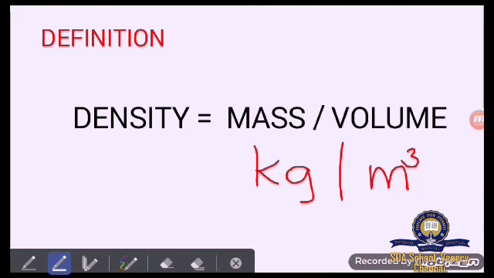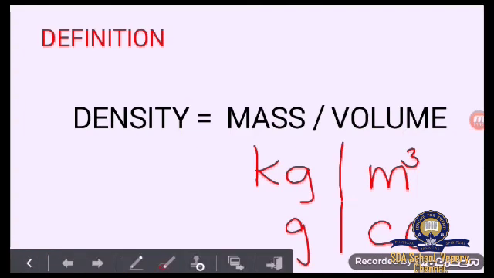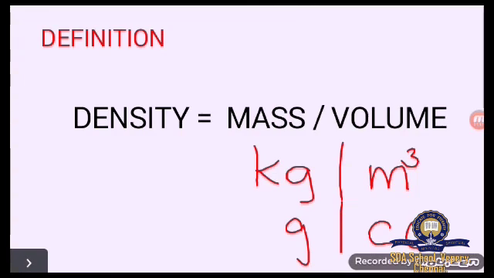What will be the CGS unit of density? How should the CGS unit be represented? It should be represented in gram and centimeter, right? So CGS unit of mass is gram divided by CGS unit of volume is centimeter cube. We can write it as CC because it's coming as centimeter cube, right? So we know the SI unit and the CGS unit of density.